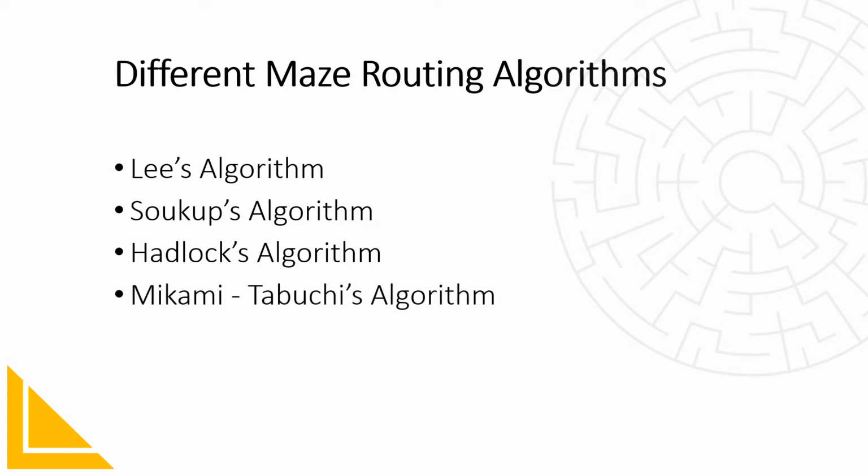Next, we have Mikami Tabuchi's algorithm. It is an algorithm where every grid point is an escape point. Lastly, we have Hightower's algorithm, where a single escape point is placed on each line segment that just passed the endpoint of the segment. With all these algorithms I've mentioned, we will be focusing on Lee's algorithm implementation in maze routing.